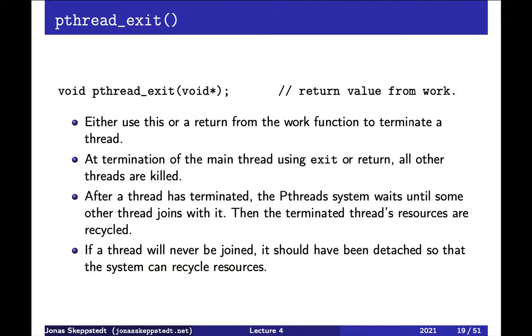Now we'll see three ways to terminate a thread. The first is to call pthread_exit, either with a null pointer or with the data that we want to return to the thread that is waiting for it. And if we use exit or return from main, then all other threads are killed. But usually the main thread is waiting for the other threads, so it's not a big issue. And it will return after the program is finished.